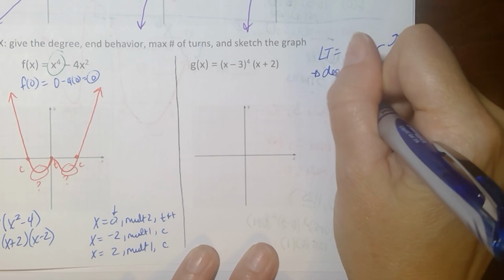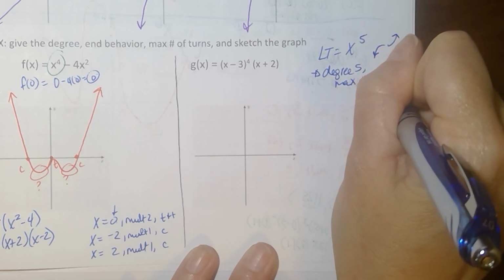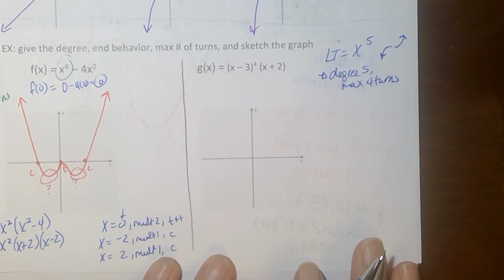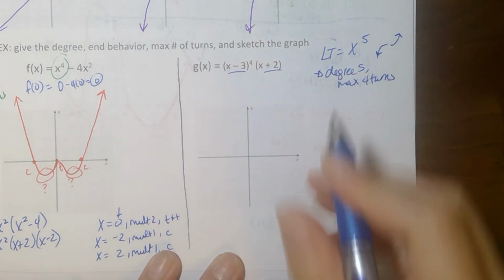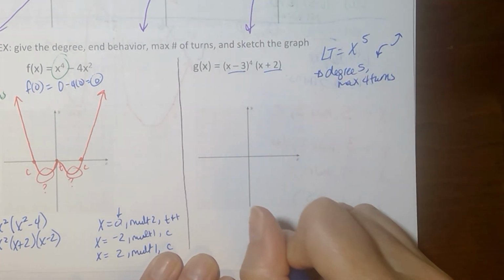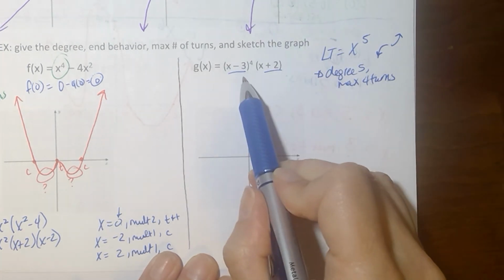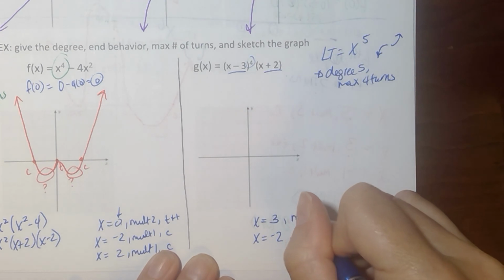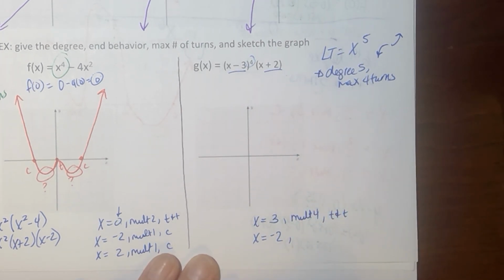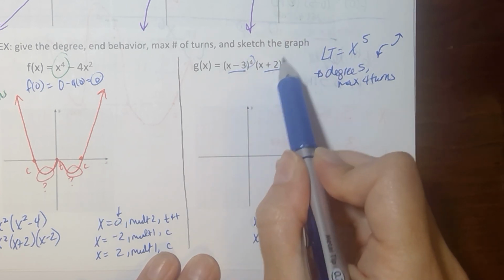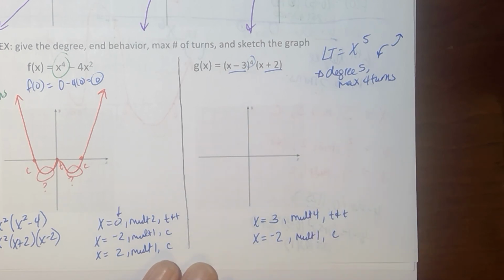The degree is 5, so I have at most 4 turns. I'm not going to have more than 4 turns. We have 2 unique factors. So if I set each of those equal to 0, I get that x equals 3 and x equals -2. My multiplicity here is 4, which is even. So at that root, the graph is going to touch and turn. My multiplicity here is odd, multiplicity 1, so the graph is going to cross.